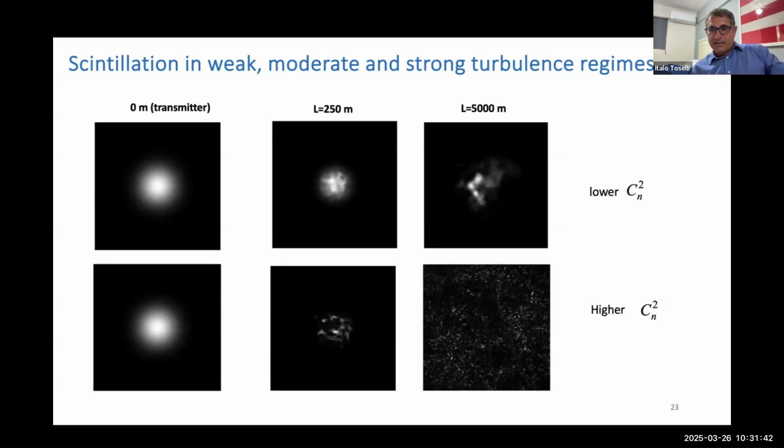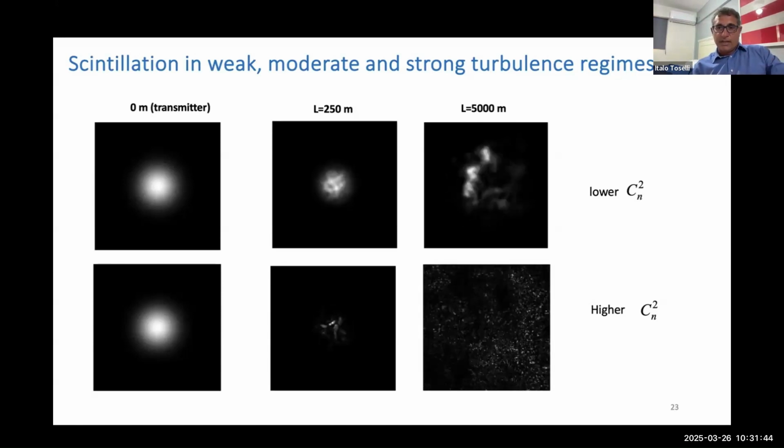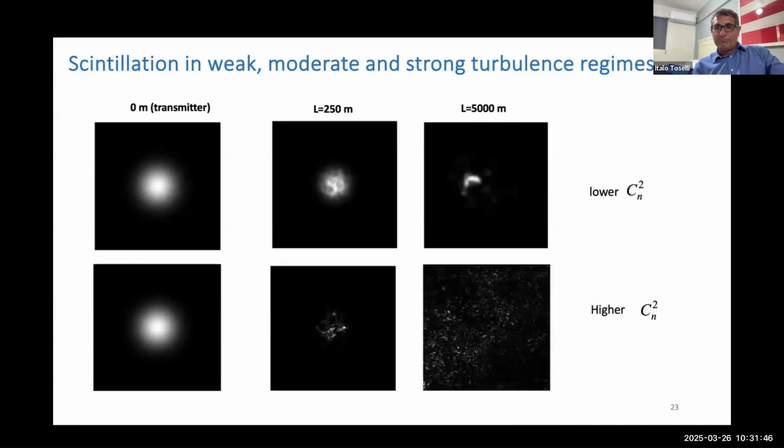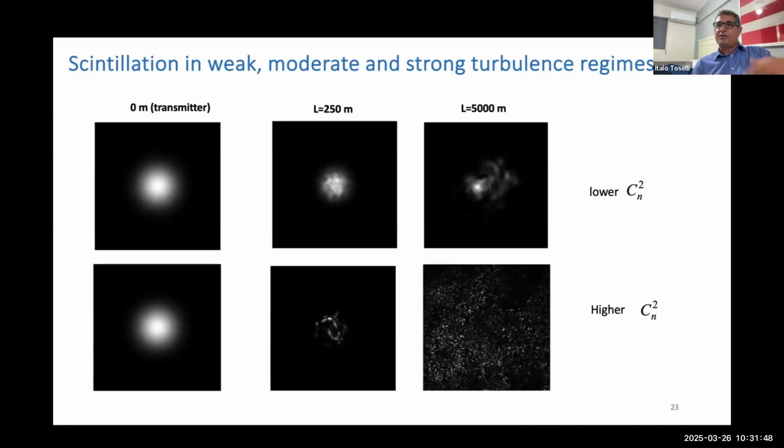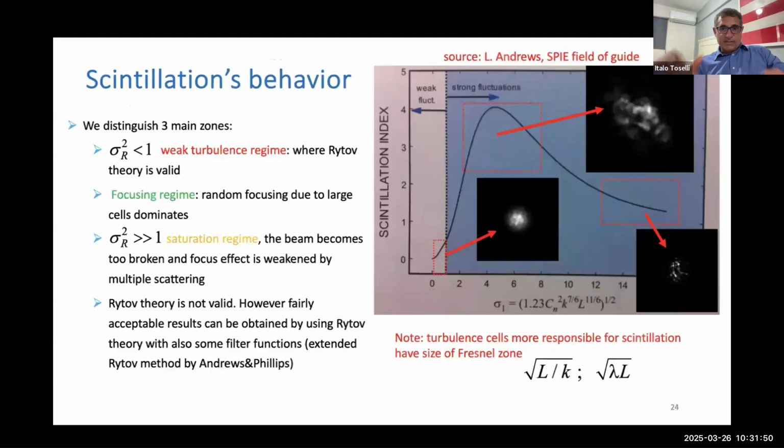But still, it's an empirical method that still needs to be improved, let's say. There is not too much we can do when we have very strong turbulence, because, as I will show here in this plot, basically when the Rytov variance is lower than 1, you are in weak turbulence.